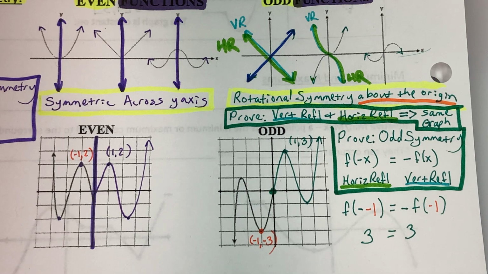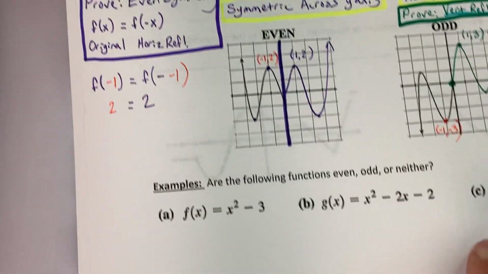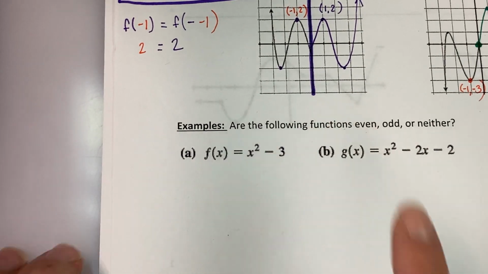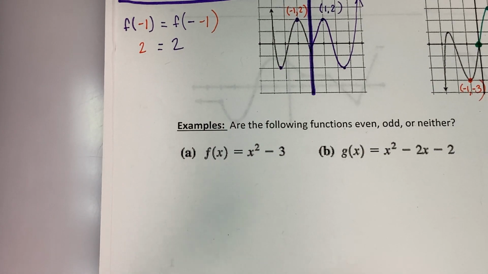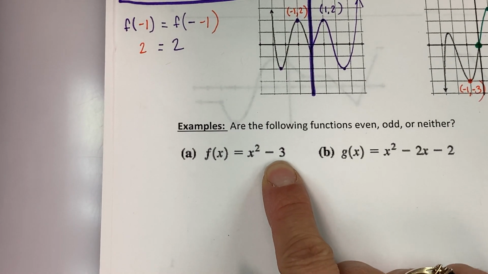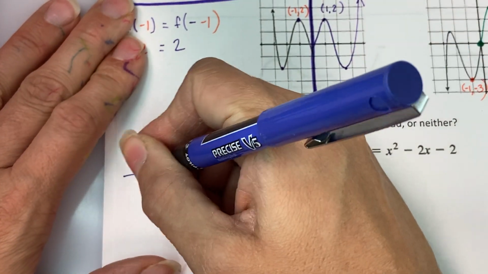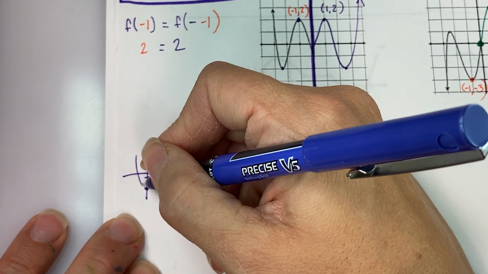So folks, in the following examples, are the following functions even, odd, or neither? We're asking, do they have even symmetry, odd symmetry, or neither of those two symmetries? So folks, we're going to go ahead and start with this first equation, and this is a quadratic that has moved down 3 units. So we don't even need our calculator for this one. I can go ahead and just sketch that. At 0, -3, swoosh.